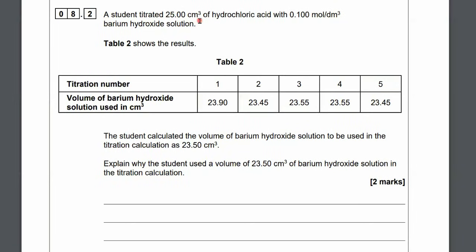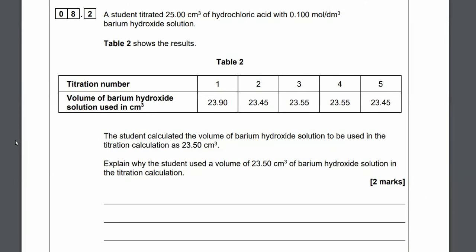8.2. A student titrated 25 centimeter cubed of hydrochloric acid with 0.1 mole per decimeter cubed of barium hydroxide solution. Table 2 shows the results. Here's table 2. Titration number 1, 2, 3, 4, 5. They've done 5 titrations. Volume of barium hydroxide solution used in centimeter cubed, we've got 23.90 for the first titration, then 23.45, 23.55, 23.55, and finally another 23.45. The student calculated the volume of barium hydroxide solution to be used in the titration calculation must be 23.50. Explain why the student used a volume of 23.50 of barium hydroxide solution in the titration calculation.